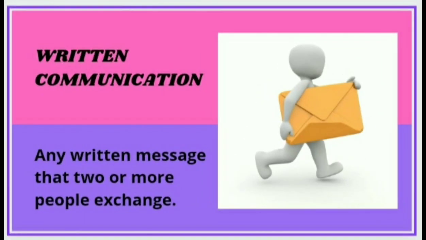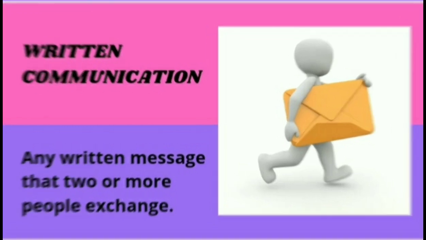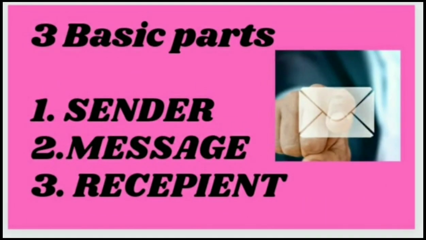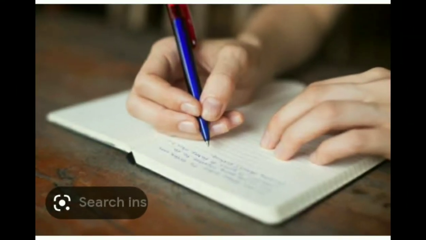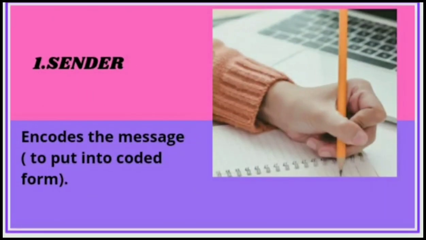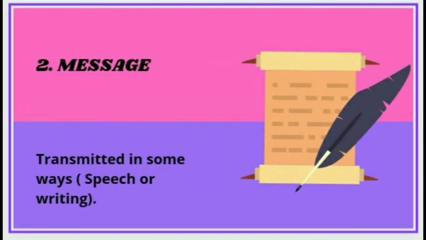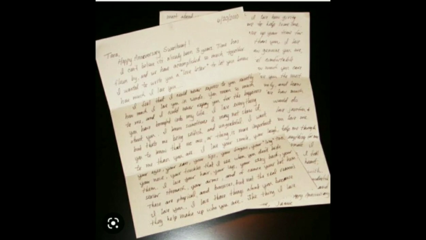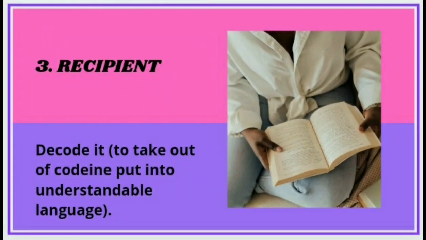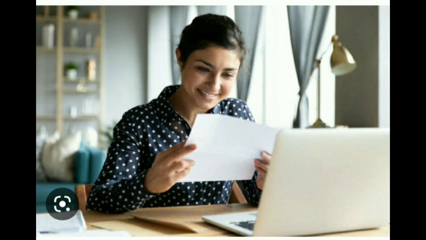The second one is written communication. It is any written message that two or more people exchange. There are three basic parts of communication: the sender, message, and the recipient. The sender encodes the message, or puts it into coded form, while the message is transmitted in some way, speech or writing, while the recipient decodes it, to take out of code, put into understandable language.